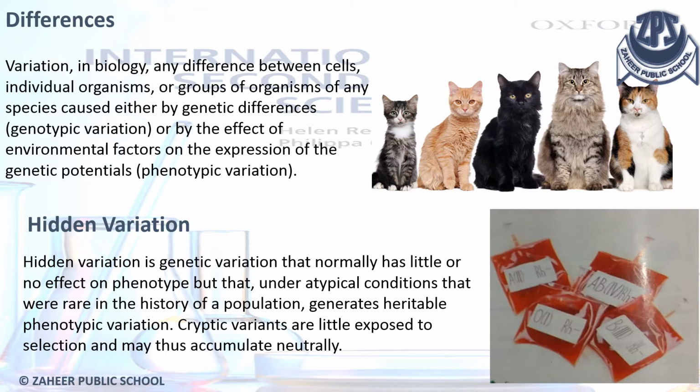But there are certain variations which are hidden, and they are more related to genetic variations. For example, blood looks the same, but it may belong to different blood groups. Even siblings may belong to different blood groups. There are four main types of blood groups, and everyone has one of the four main types.